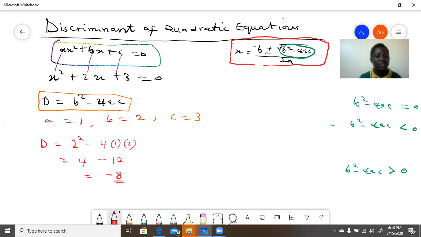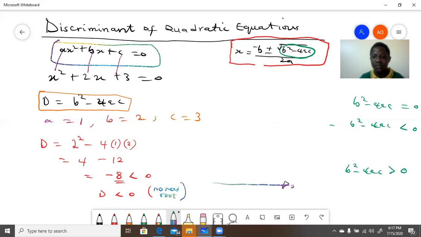Now, minus 8 is less than 0. It means our discriminant is less than 0. And when the discriminant is less than 0, it means we have no real roots. So if you draw the graph of this, see how the graph will look.